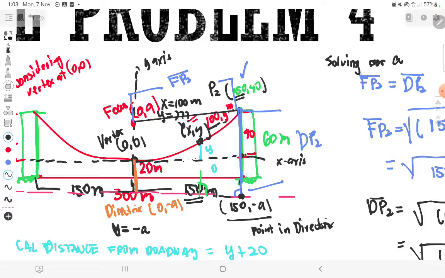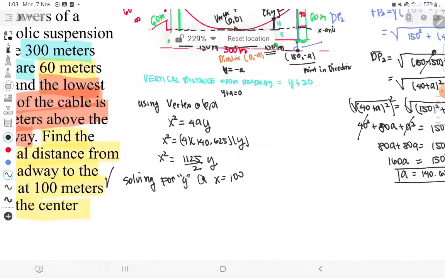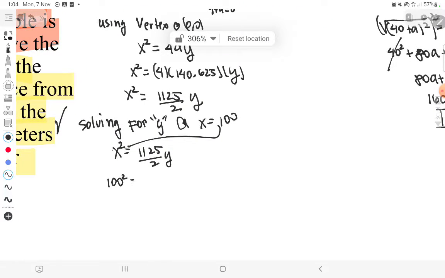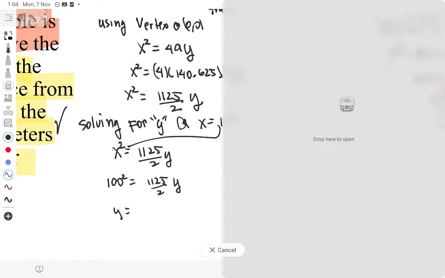Since I have my x and my y, I will have a value of this y. So I will have x squared, which is equal to 1125 over 2y. So I will have 100 squared. I will substitute my x here, which is equal to 1125 over 2y. We can solve for our y, which is equal to, shift store at a. So shift store at a. I will use my calculator here so that you can see this.